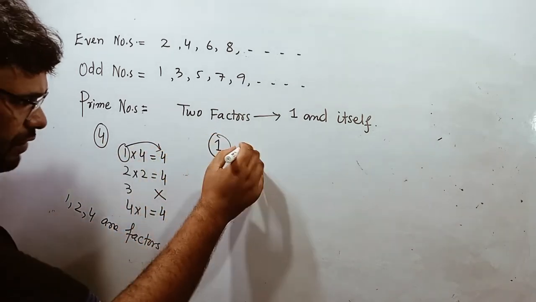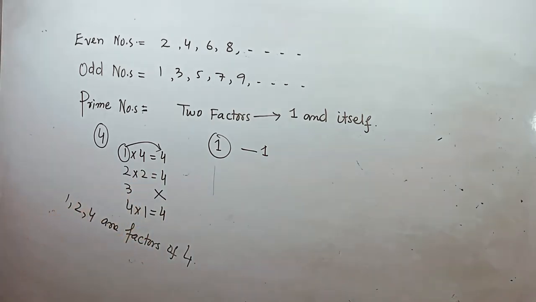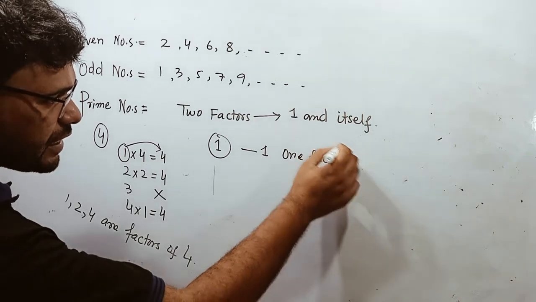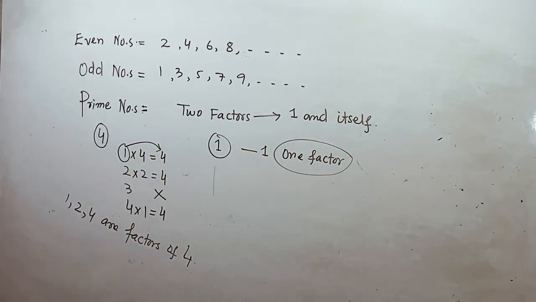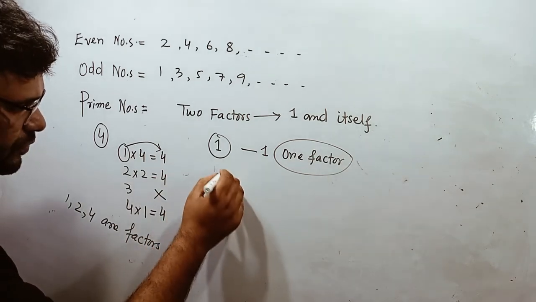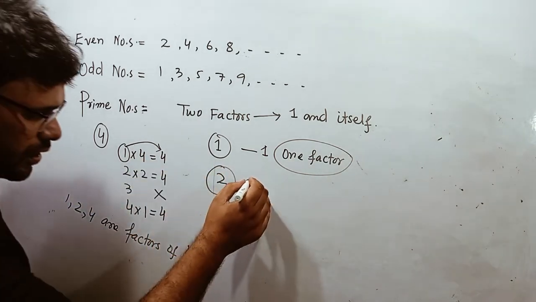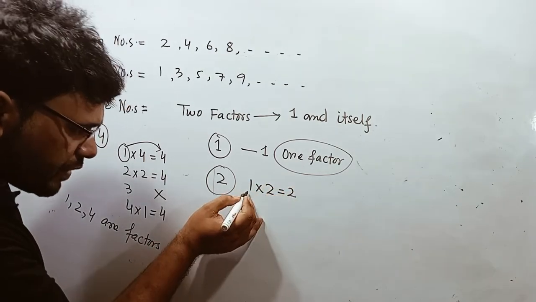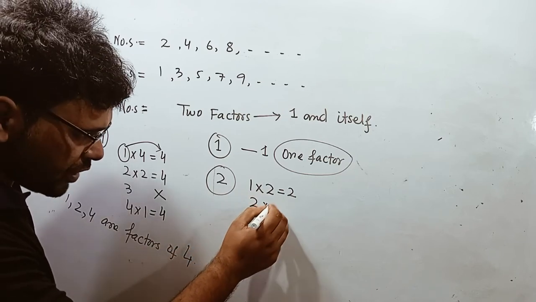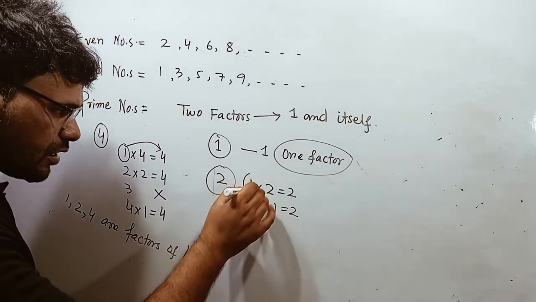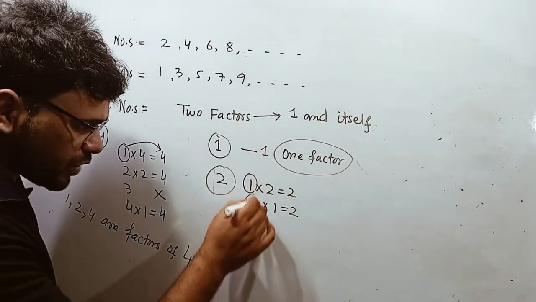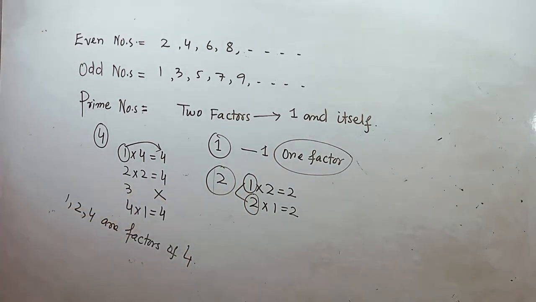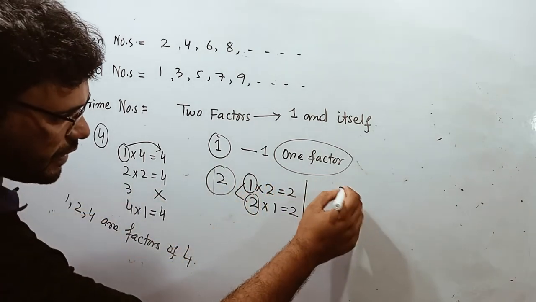Now you can see here we have 1. For the 1 there is only 1 which can divide it, no other number. So it has only one factor. Don't be confused. It's not a prime number. Now coming to the second, that is 2. 2 can be divided by 1 and 2: 1 2s are 2, and 2 1s are 2. So there are only 2 factors, no other factor. And once more, I will take here the 3.